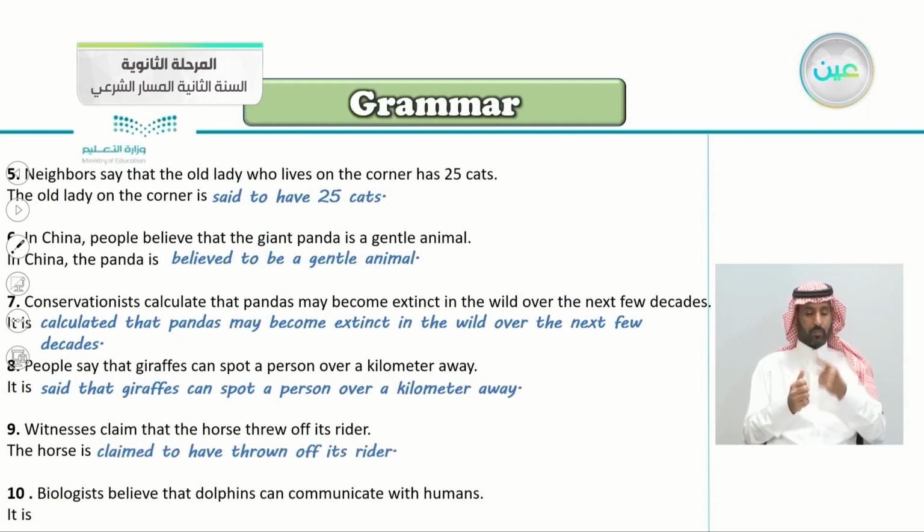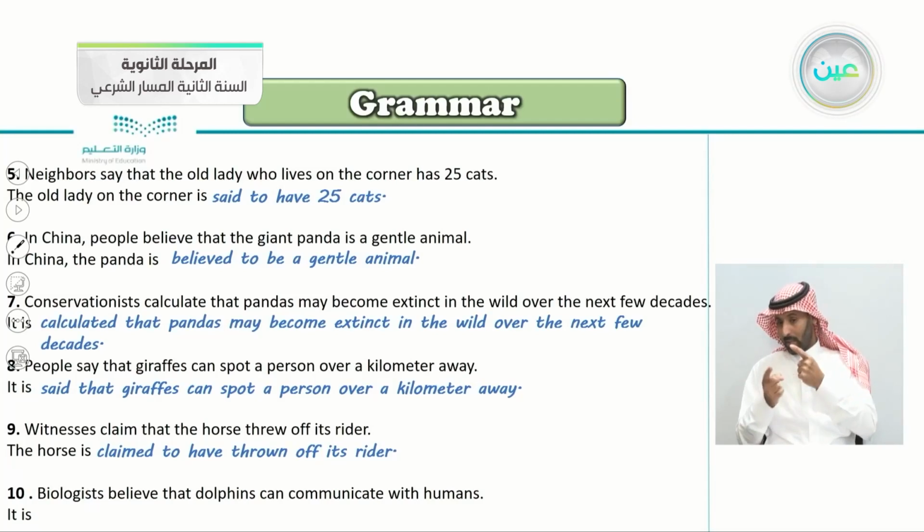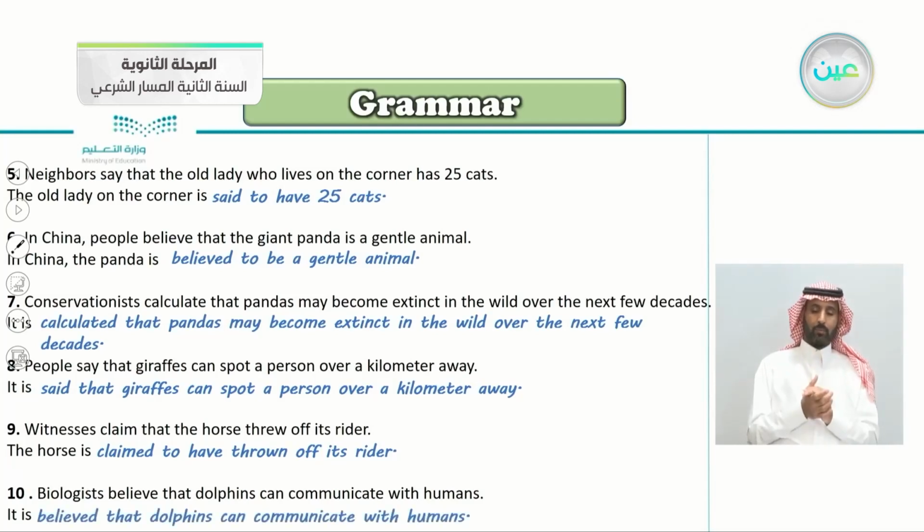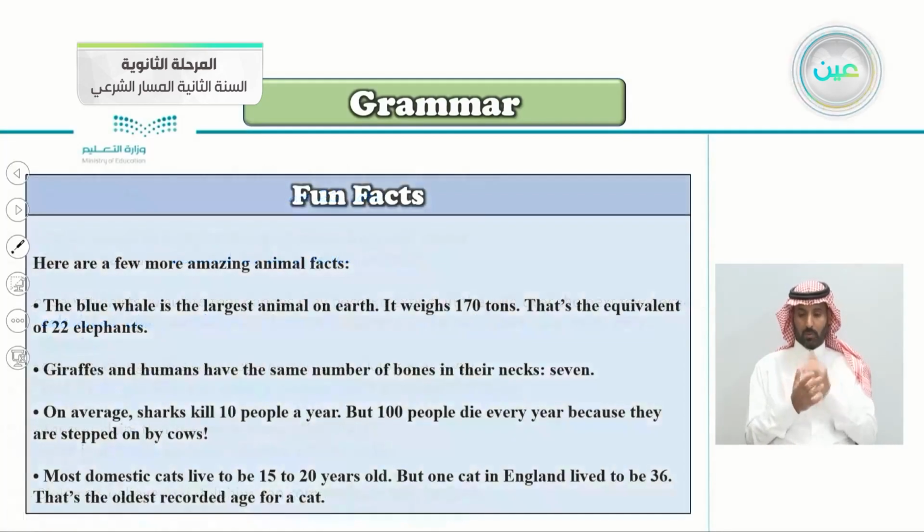Number 10, biologists believe that dolphins can communicate with humans. So what do we say here? Yes, it is believed that dolphins can communicate with humans. And here are some fun facts here for amazing animal facts. The blue whale is the largest animal on Earth.